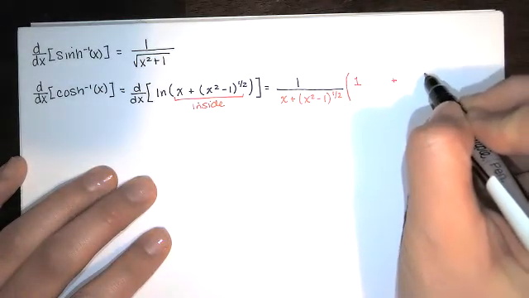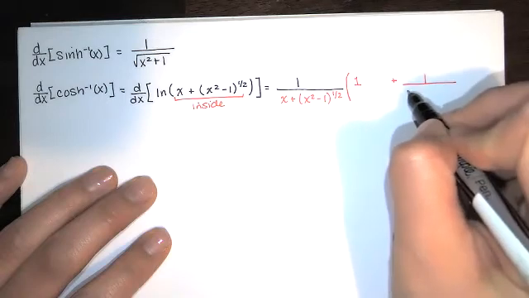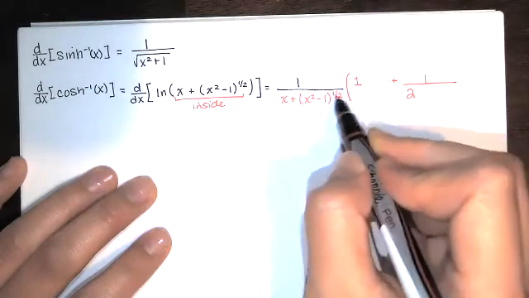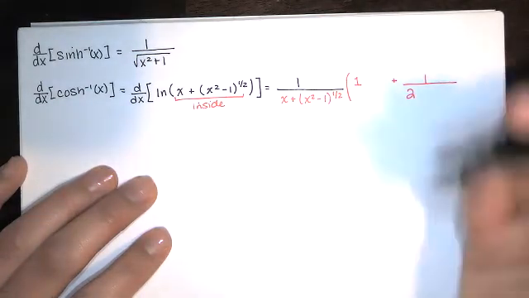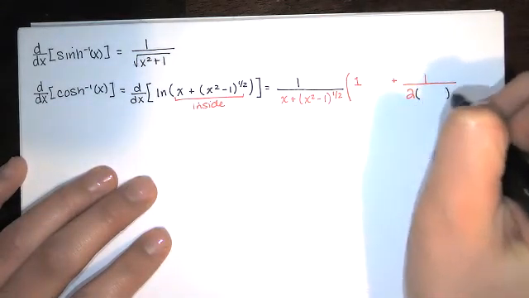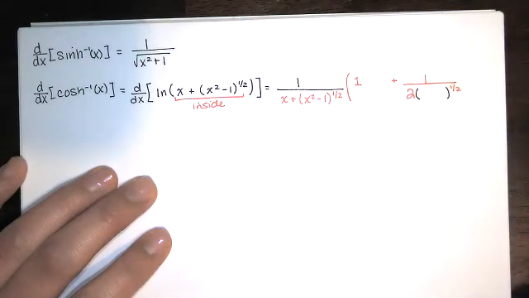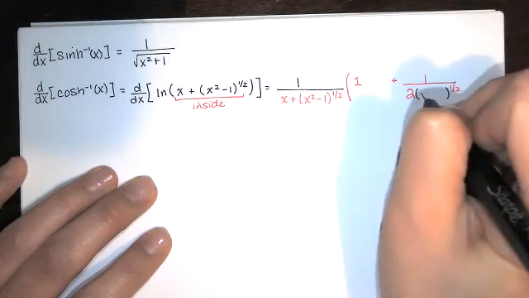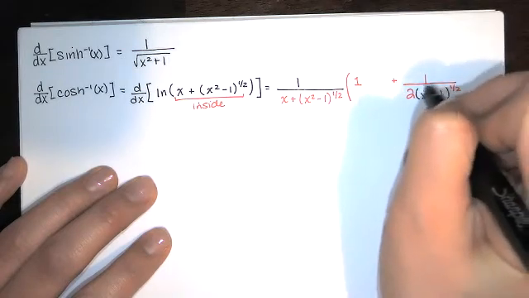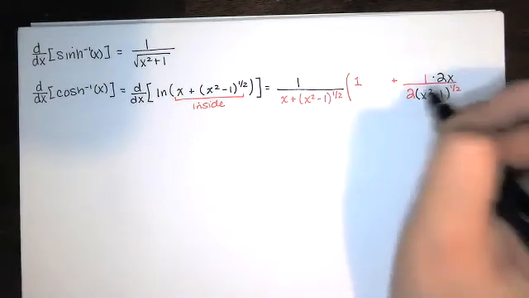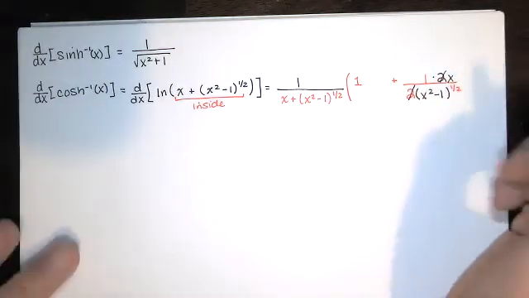I'm going to write it as a fraction. 1/2 times this function to the negative 1/2 power. That's the same thing as putting that function in the denominator with a 1/2 there. Put the inside function back in, and then multiply by the derivative of the inside. The derivative of the inside is 2x. The 2's reduce.